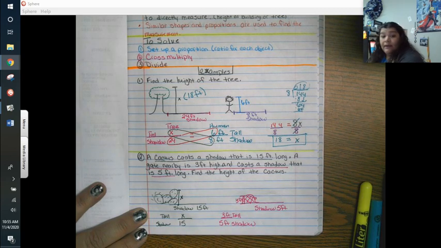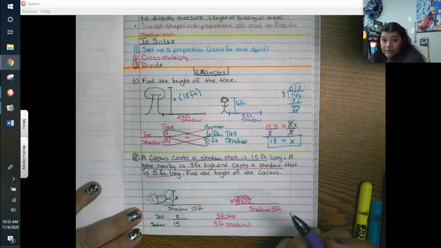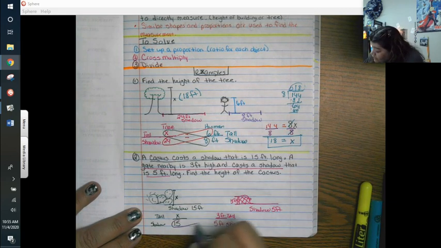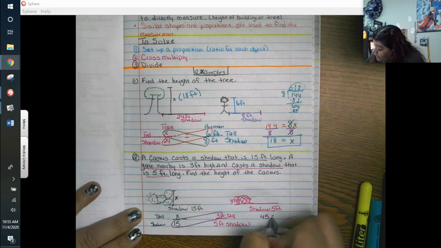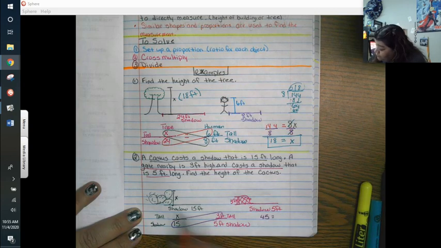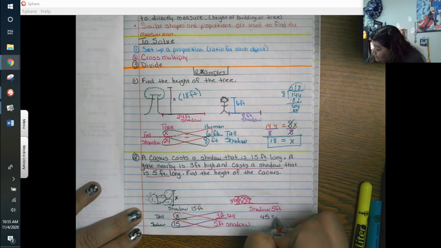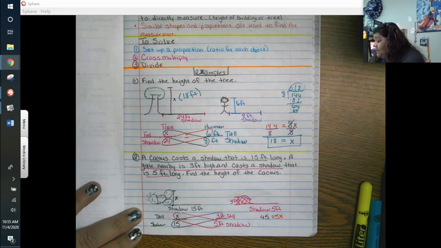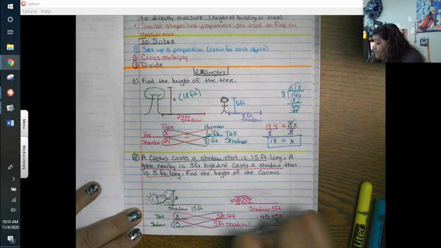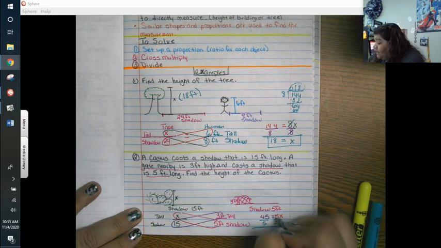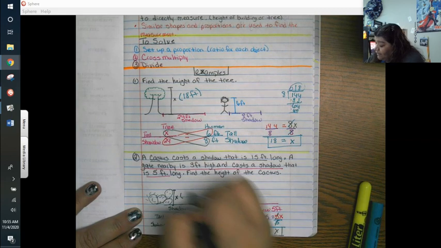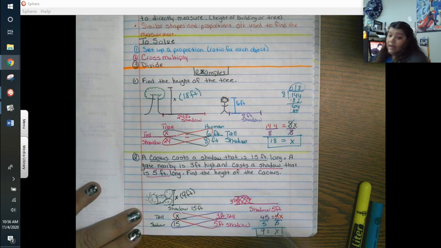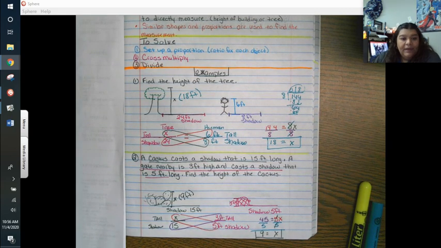Okay. Now that I have it set up perfectly, I can go ahead and cross multiply and divide. So 15 times 3 is 45. And go the opposite direction. 5 times x is 5x. Oh, this is going to be a nice one. Divide both sides by 5 to get the x alone. And cancel, cancel. 45 divided by 5 is 9. So I can tell you that the height of the cactus is about 9 feet high. Okay? Not too bad, right?